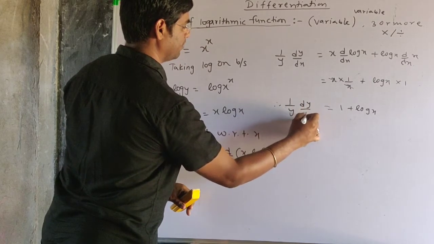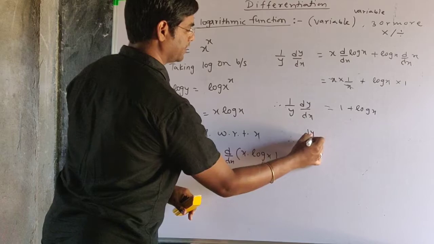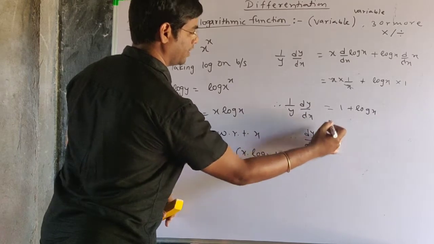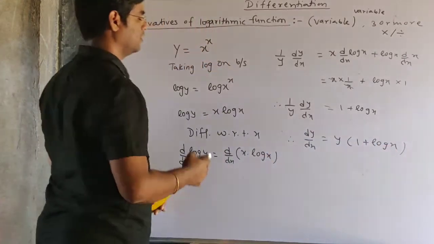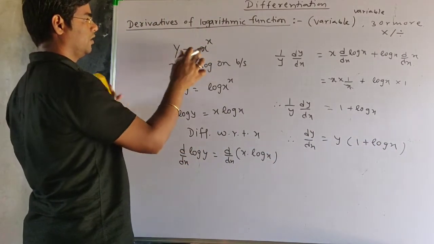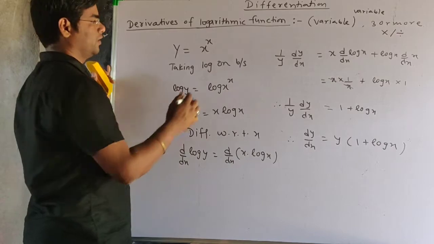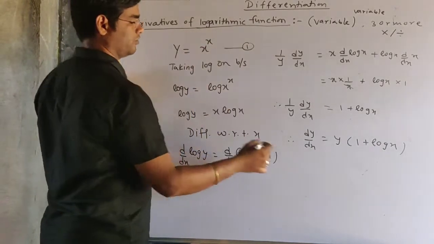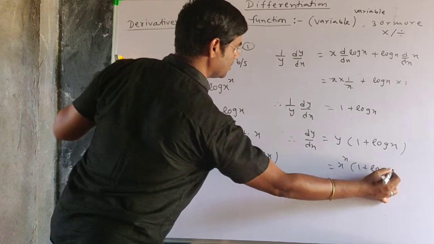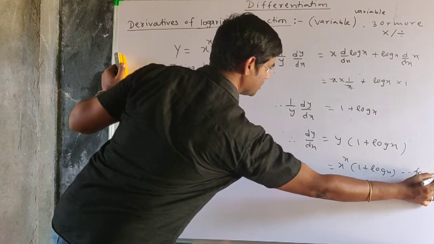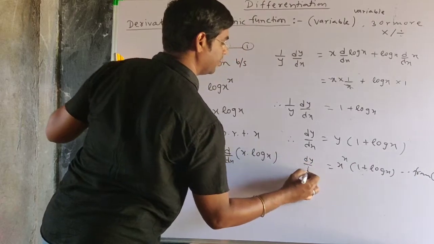dy by dx, and we have to find dy by dx in differentiation. So taking y to the right hand side, 1 plus log x. But you always have to substitute the value of y in the logarithmic function. What is y here? x raised to x. So x raised to x into 1 plus log x. This we are getting from equation 1. This is the final answer for dy by dx.